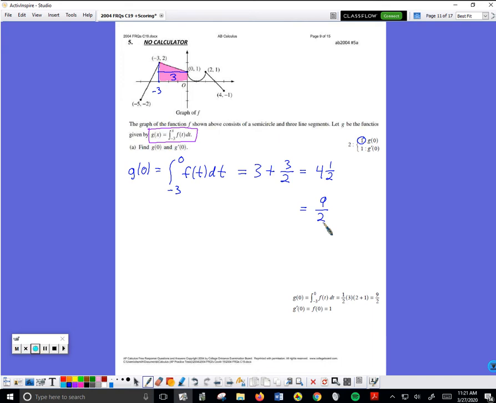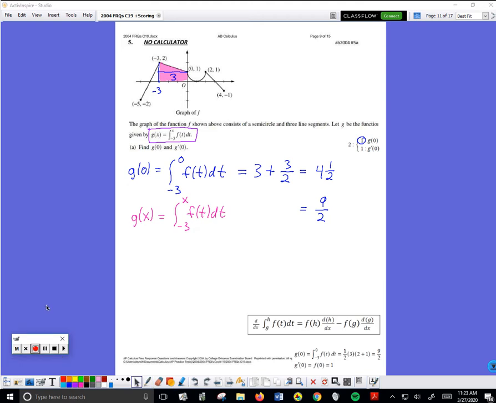Okay, now I'm supposed to find G prime of 0. Well, I have this formula for G. And I remember on my golden notes that I have a formula for finding the derivative of an integral. So again, I need to find G prime, which means I need to find the derivative of this. The input variable is x, not t, so I must take the derivative in terms of x. Here's the formula.